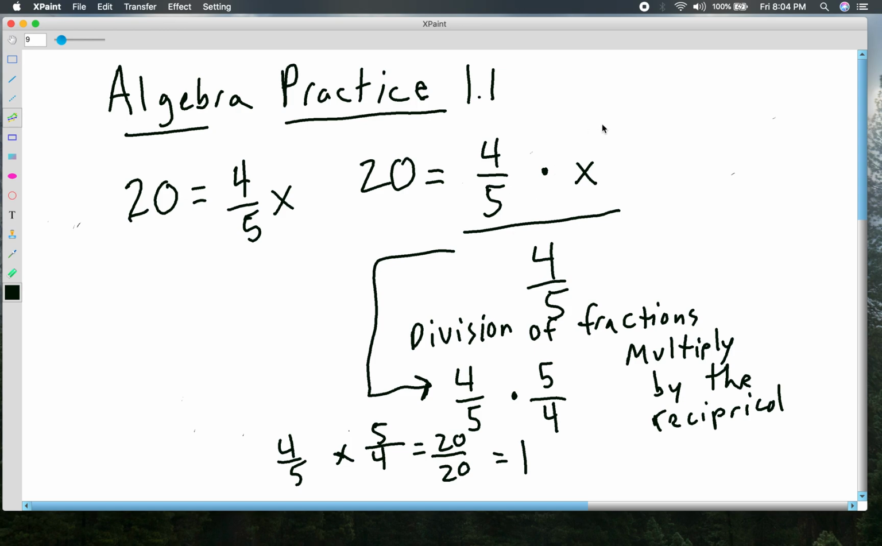But whatever we do to one side of the equation, we have to do to the other. What did we do here? We multiplied by this reciprocal 5/4. That means we have to do 20 times 5/4. So let me erase some of this work here. You can always pause the video and go back.